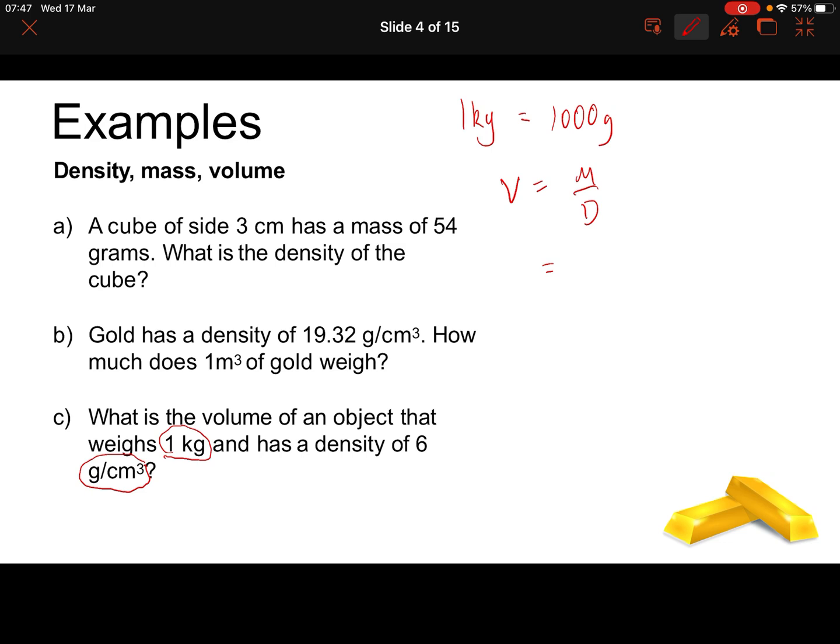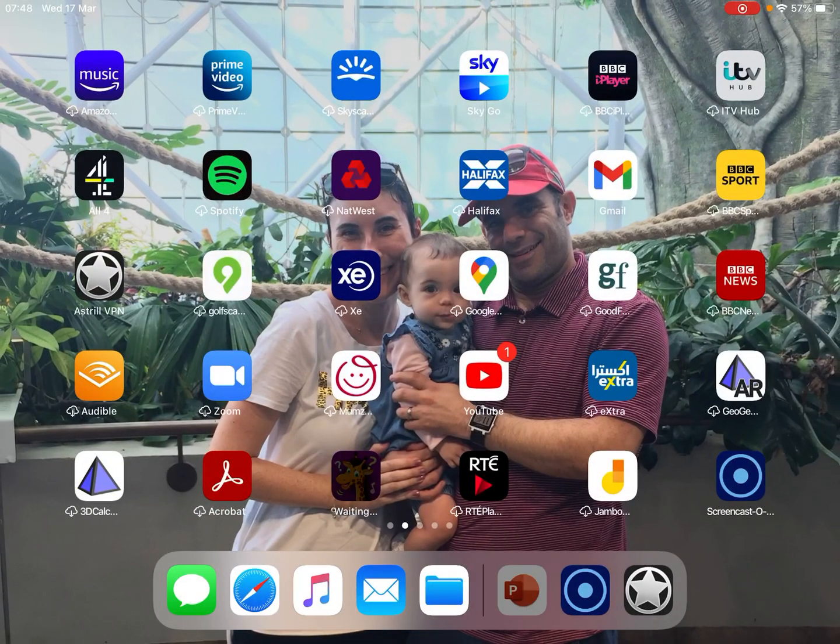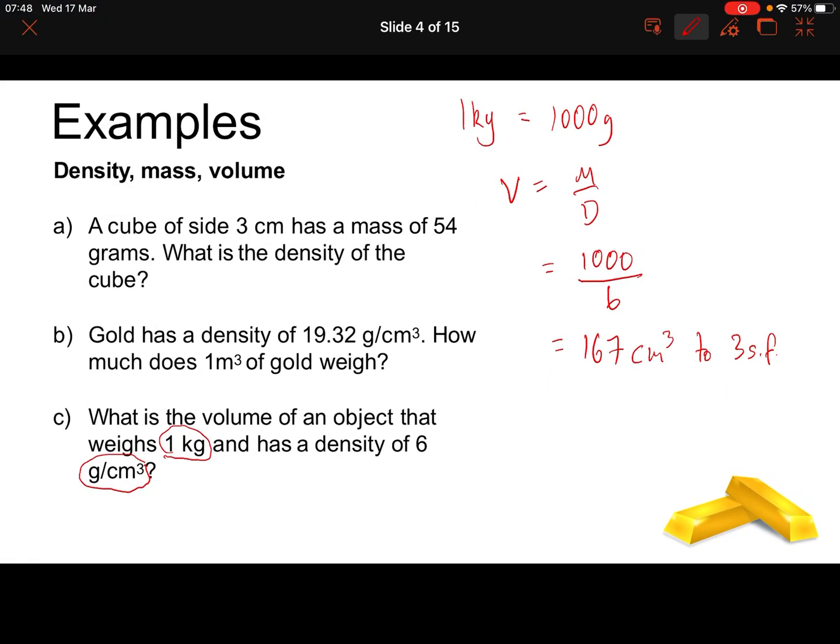So the mass is 1,000 grams over a density of 6. I'm just going to use my calculator. 1,000 divided by 6 equals 167. The unit of measure will be centimeters cubed. 3 significant figures. Sorry about that. Okay. I hope that makes sense.